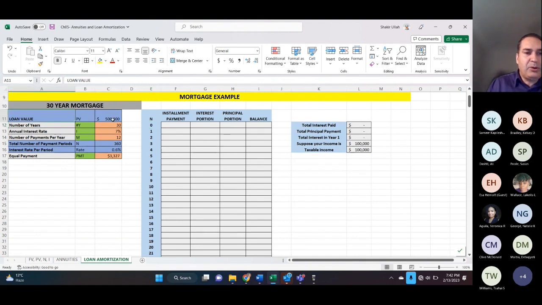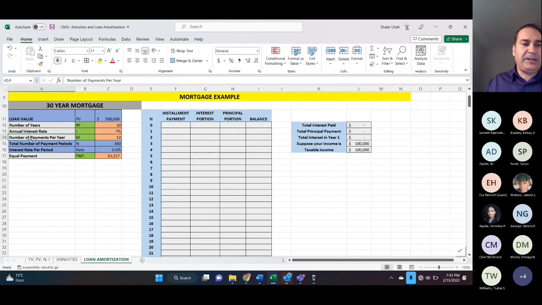How much amount do you borrow? You borrowed 500,000 to buy a house. For how many years? This is a 30-year mortgage. What is your annual interest rate? This is what the bank is quoting you, 7%, okay? 7% interest rate, but that is an annual rate.